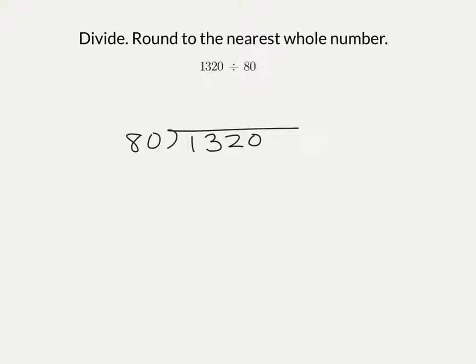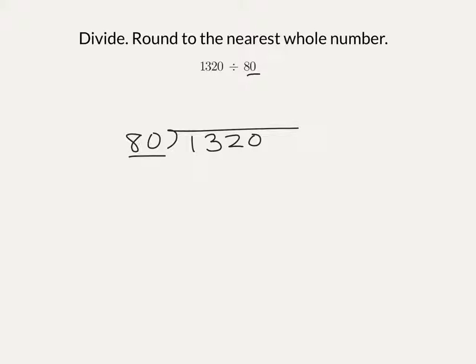The number that is being divided will go underneath the division bar, and the divisor, which in this case is an 80, will go on the outside. So that's being divided into the 1,320. Now we want to divide 80 into this value.